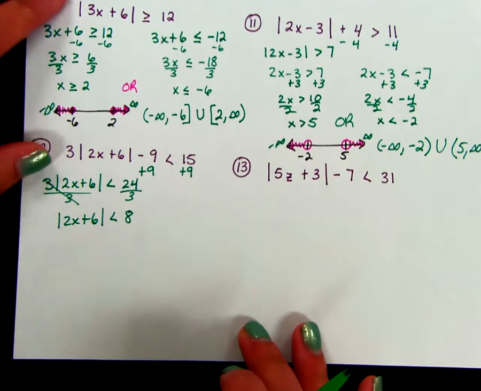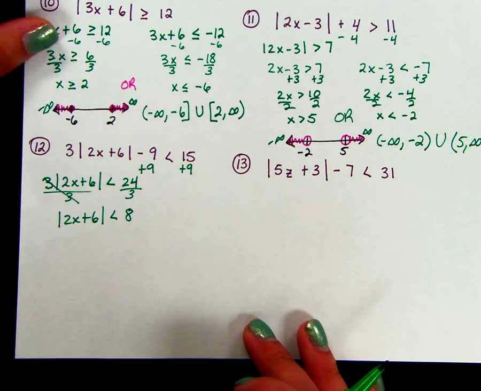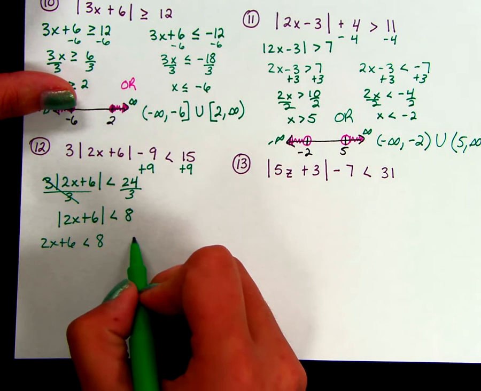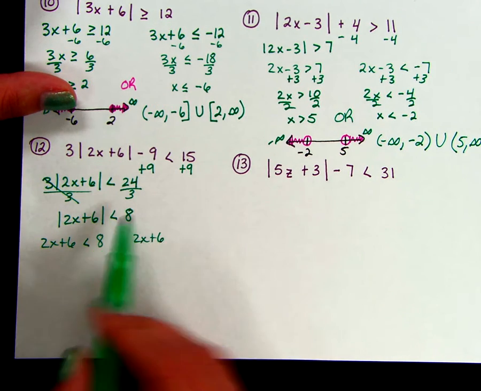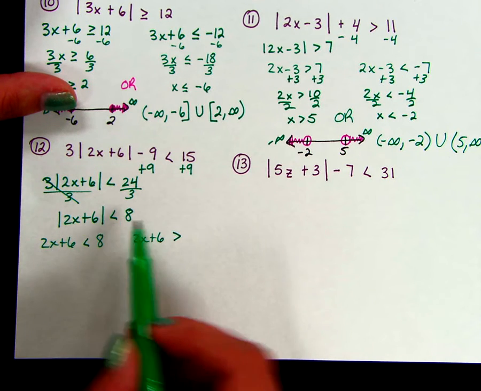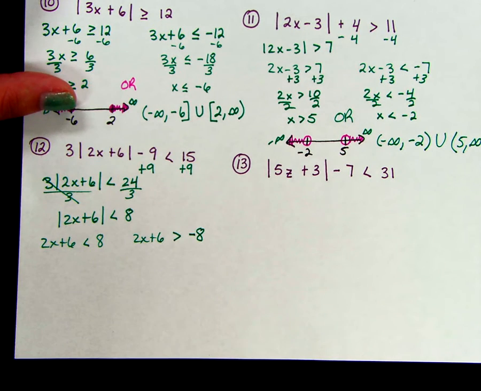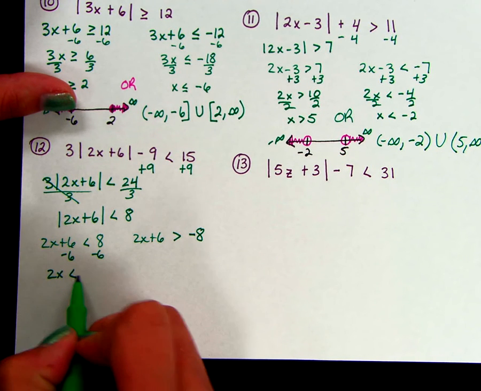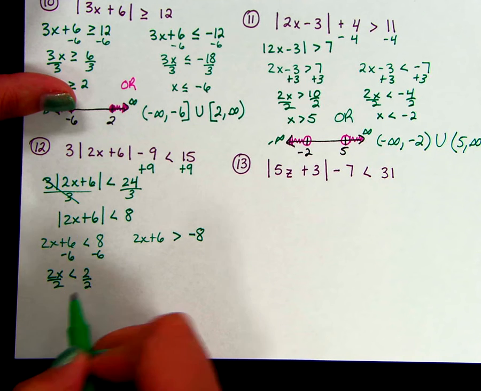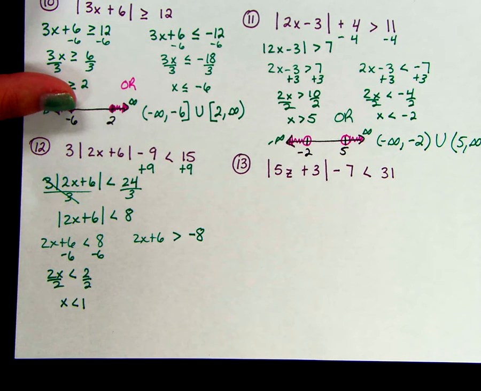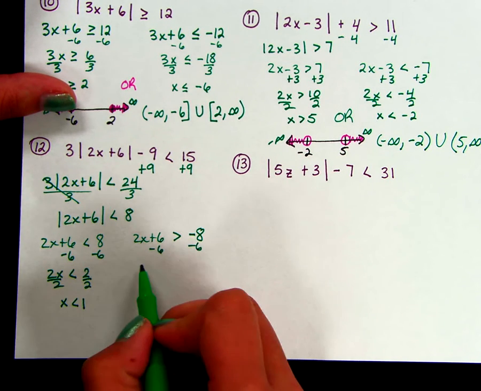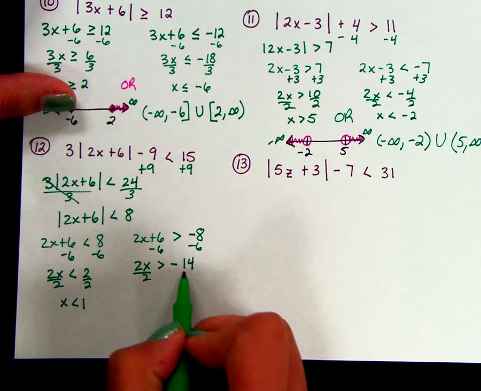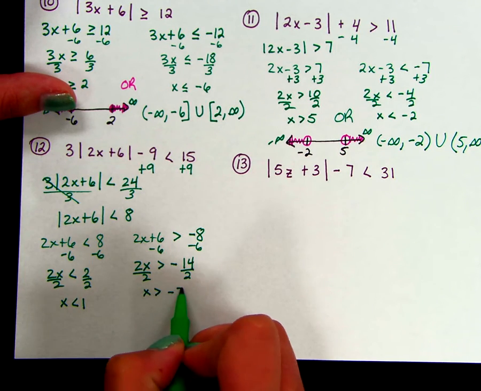So now we can create our 2 separate equations. So 2x plus 6 less than 8, and then 2x plus 6. So again, we flip our inequality so it becomes greater than, and then we're going to change that to be the opposite sign. And now we're just solving each piece. So subtracting 6, so 2x less than 2, divide by 2, so x is less than 1. Here we're going to subtract 6, 2x greater than -14, divide by 2, x is greater than -7.